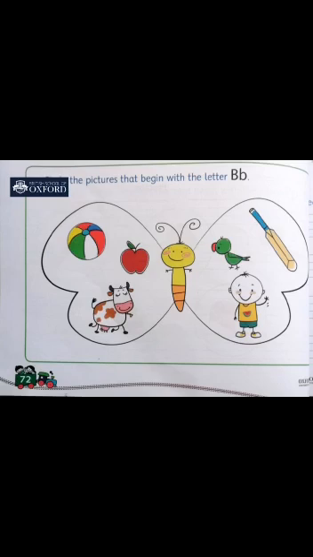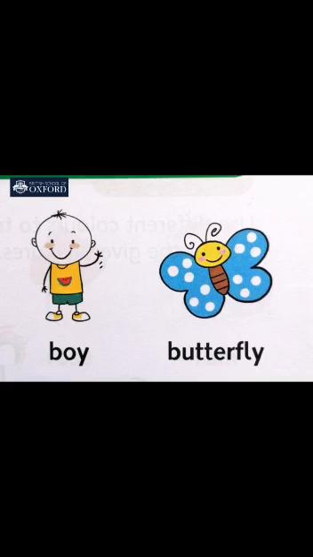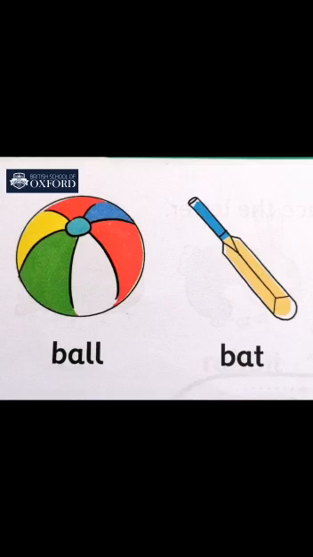And also B butterfly. Which thing is this one? Butterfly and its starting sound is B. You can feel it, B. B butterfly, B ball, B bat, B baby. So class, read again these vocabulary words with me. B boy, B butterfly, B ball, B bat.